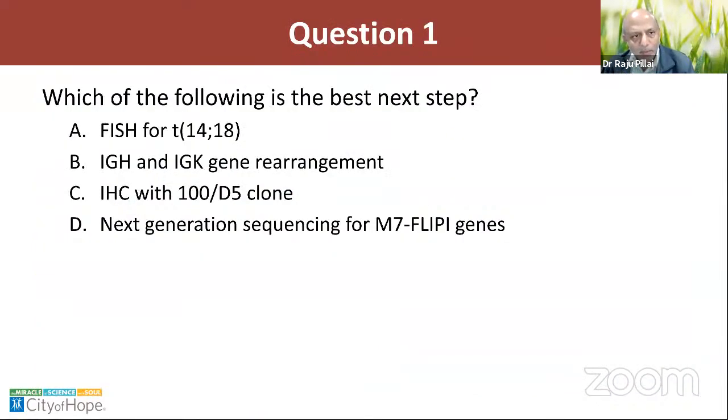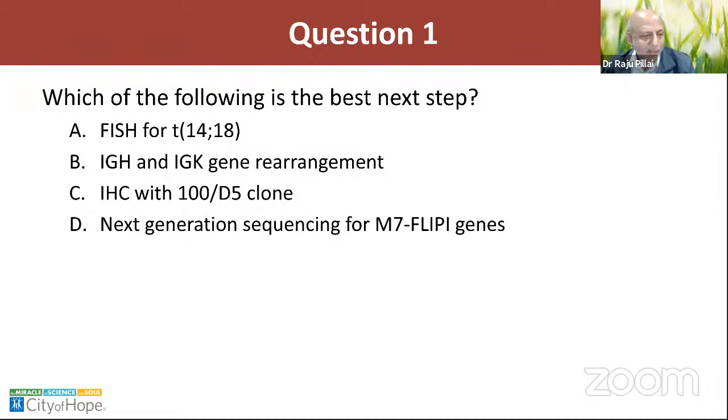So for the first poll, which of the following is the best next step? Can we have the poll, please? Let's stop the poll. So the majority of respondents wanted to do FISH, and about a quarter wanted to do molecular studies, and a smaller percentage wanted to do the other steps.